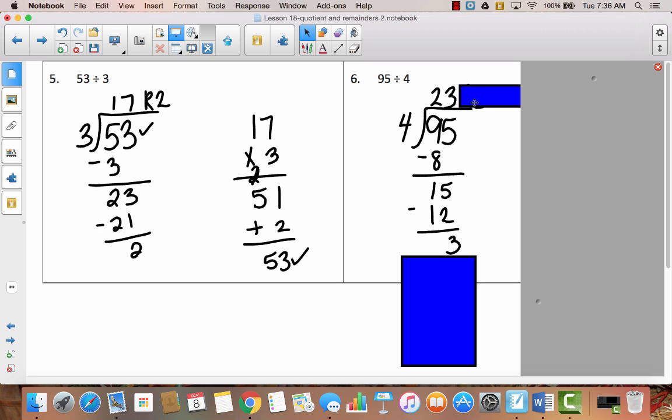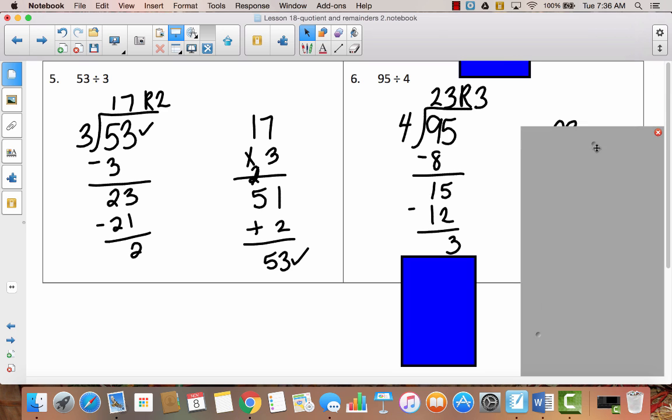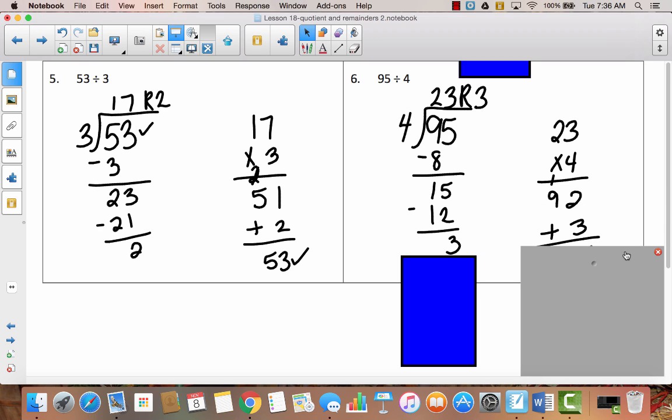All right, so I ended up with a remainder of 3, and then I went ahead and checked my work. I took 23, which is my quotient, and I multiplied it by 4, and that gave me 92. I added my remainder of 3, and that gave me a total of 95. So my answer when I checked matched my total, so it must be correct.